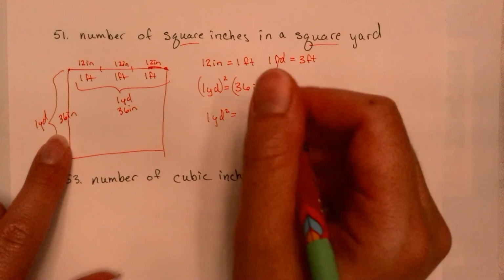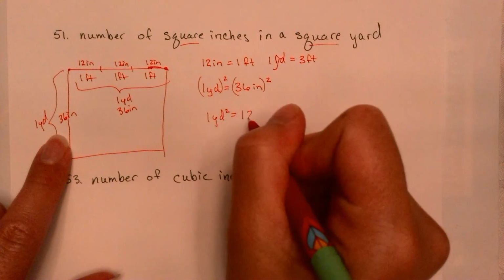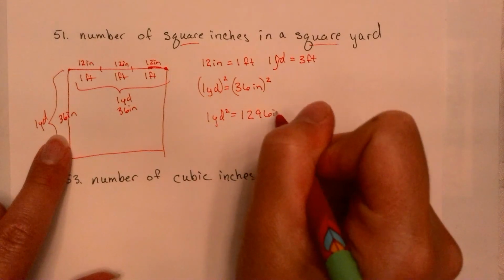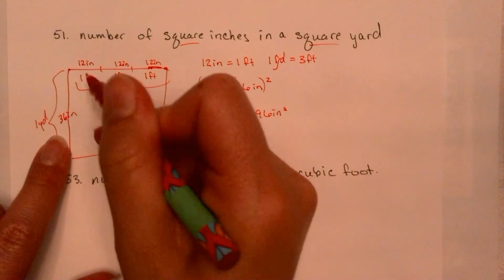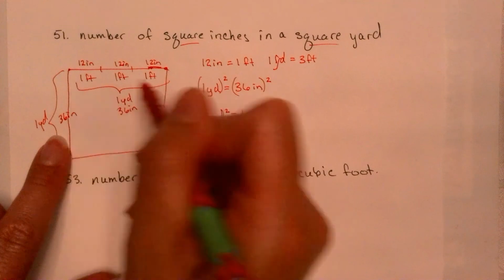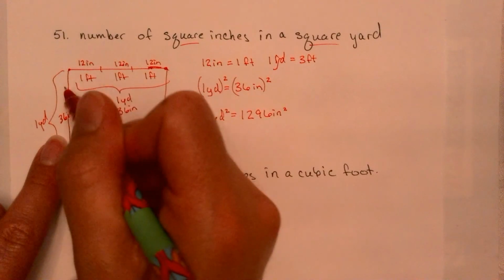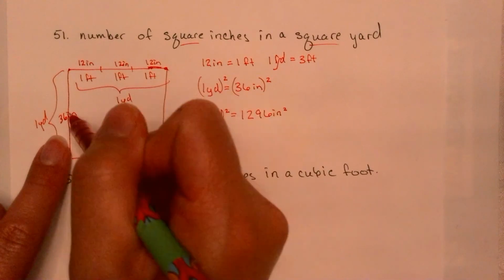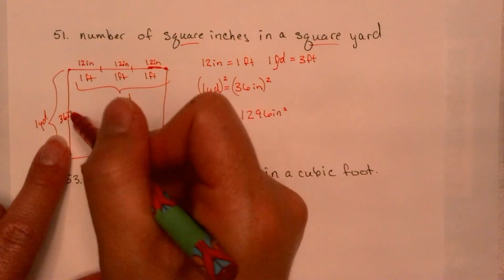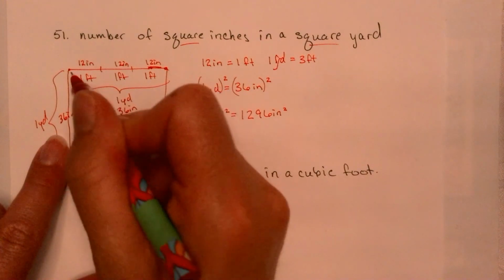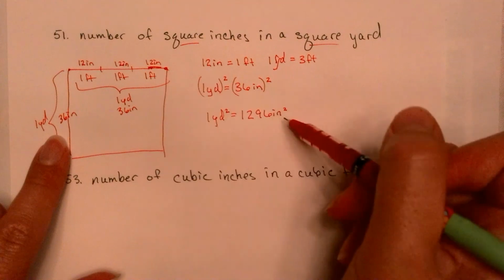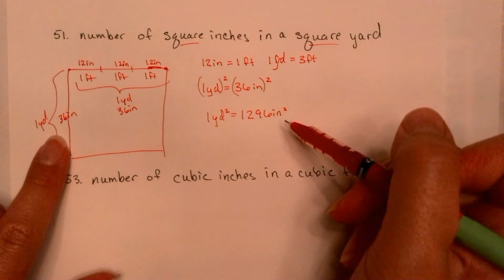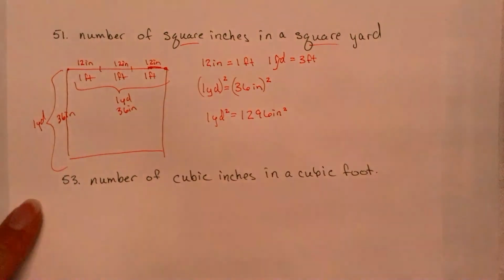36 times 36 ends up being 1,296 inches squared. So imagine gridding this off, 12 going down, 12 going across, and then do that 12 here, 12 here. We'd end up with 36 inches going here times 36 going here. We'd end up with 1,296 inches squared. Okay, so a very similar problem.